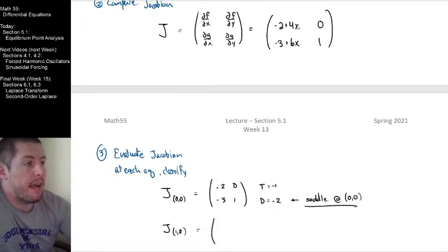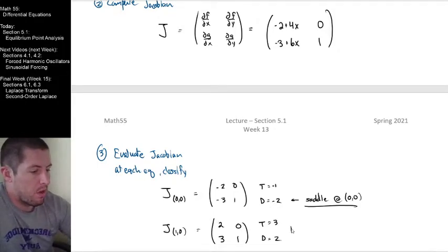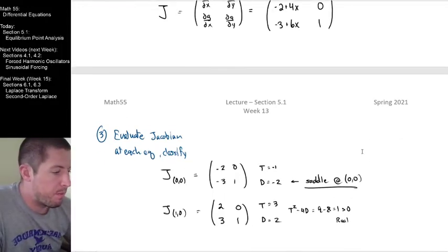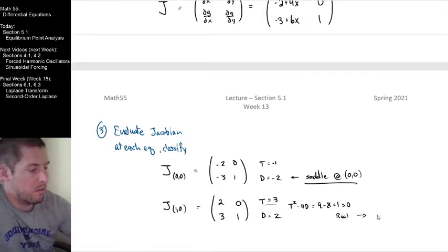When I plug in 1 for x here, I'm now getting a positive 2 in the upper left, 0. Plug in 1 for x, I'm now getting a positive 3 down here and a 1. And so now I have a trace of 3. I have a determinant of 2 minus 0. So I now need to do my t squared minus 4d. That's going to be 9 minus 8 is 1, which is positive. So it's real. And now I want to know, is my trace positive or negative? And it's positive, so I think that this is just going to be a source.